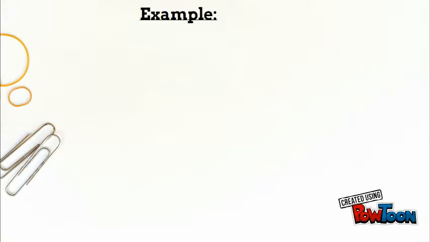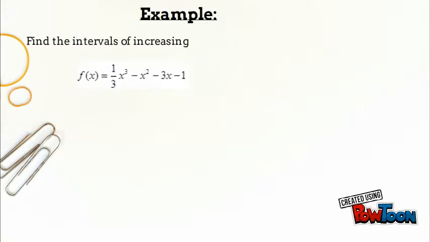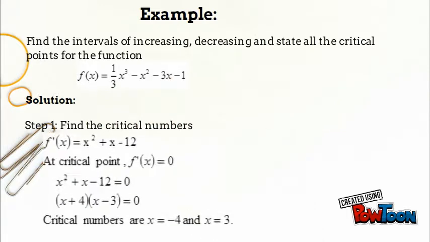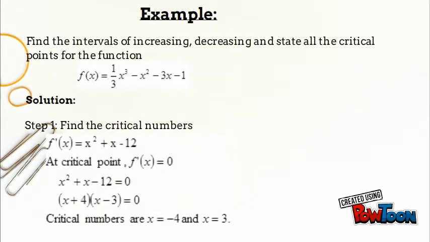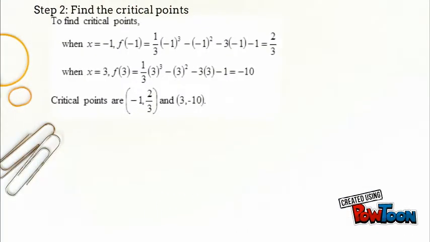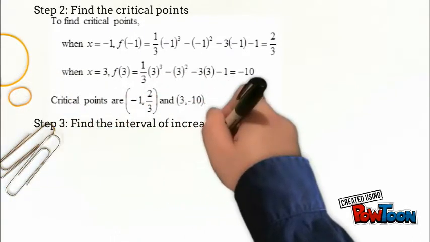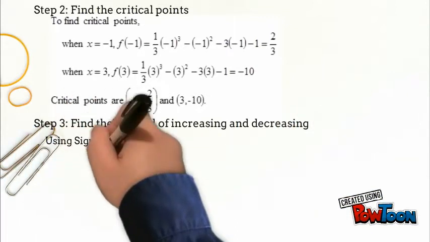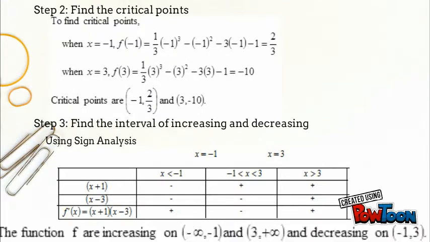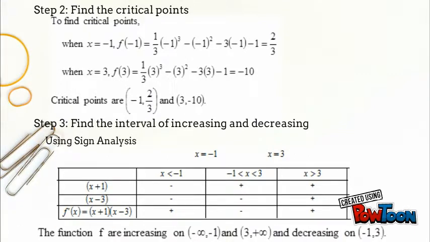Example. Find the intervals of increasing and decreasing, and state all the critical points for this function. First step, find the critical numbers: let f prime x equal 0 and solve for x. Second step, find the critical points: substitute the critical numbers into the function. Last step, find the intervals of increasing and decreasing. By using sign analysis, the positive sign shows that the function is increasing, and the negative sign shows that the function is decreasing.